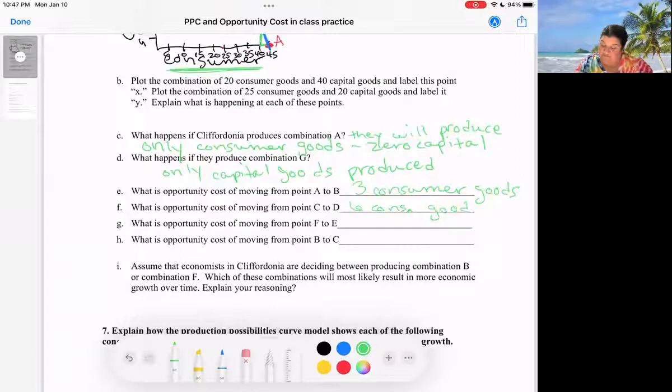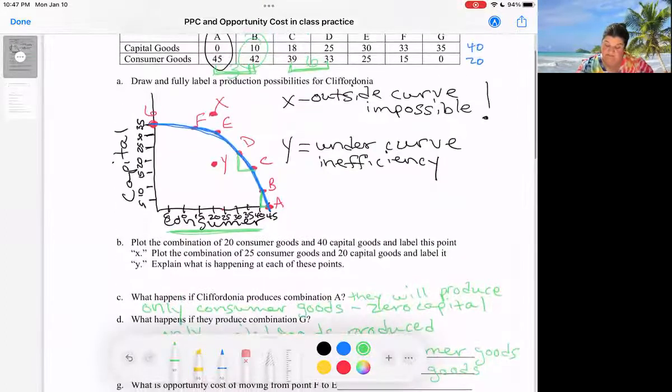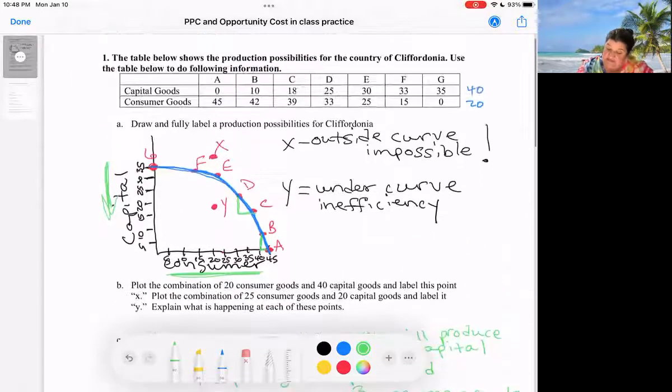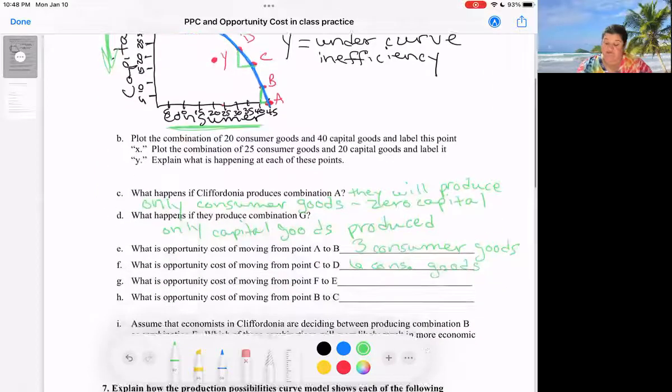All right, point F to point E. Now we're moving in the other direction. So let me erase this stuff that we did up here. Now we're moving from F to E, which means I'm moving down the curve. When I move down the curve, my opportunity cost is the things that are on the y-axis over here. So if I use the chart, now if I'm moving from F to E, here to here, it's again, the difference is 3, but this time it's 3 capital goods.